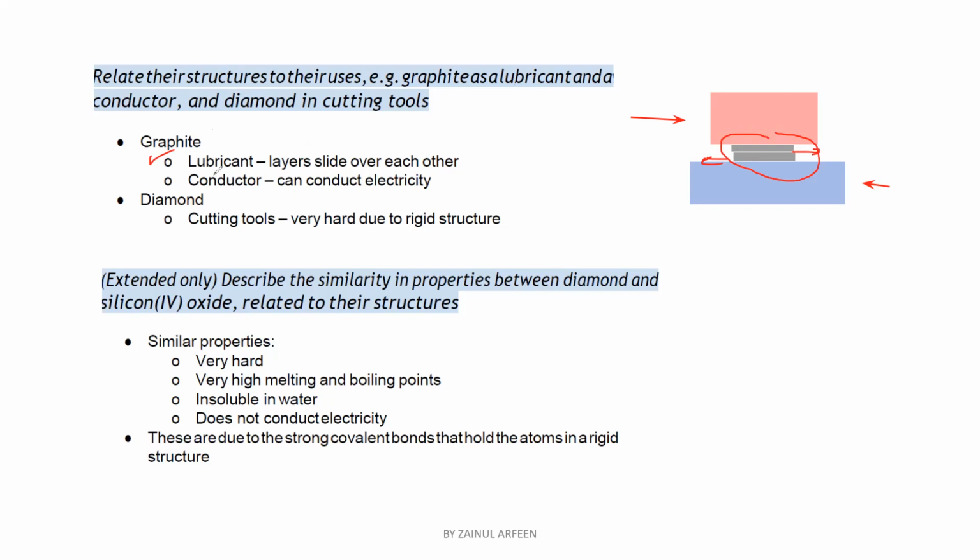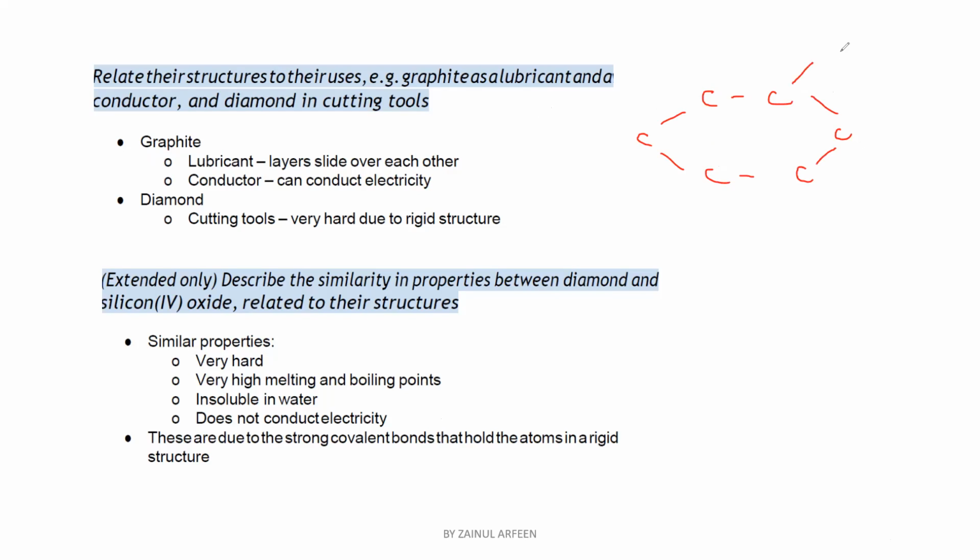And second, it can be used as a conductor. Why can it be used as a conductor? When you check the previous slide, as we know, it has a free electron in the structure. So if I draw the structure of graphite, a hexagonal ring, we know carbon belongs to group 4. As it belongs to group 4, it has 4 electrons in the outermost shell.